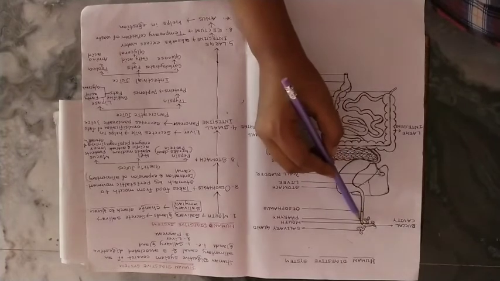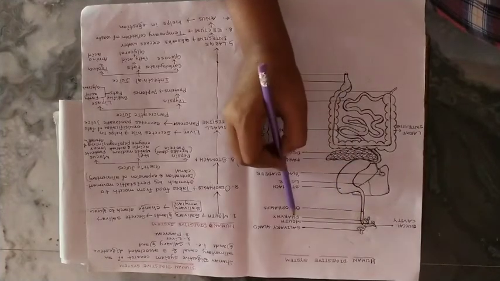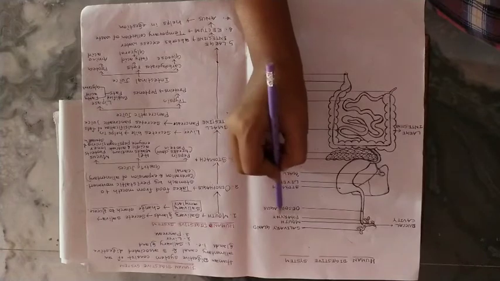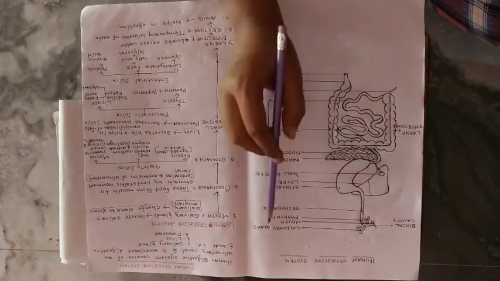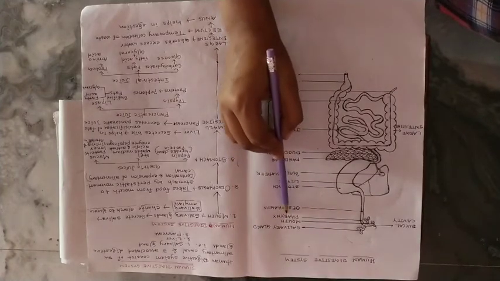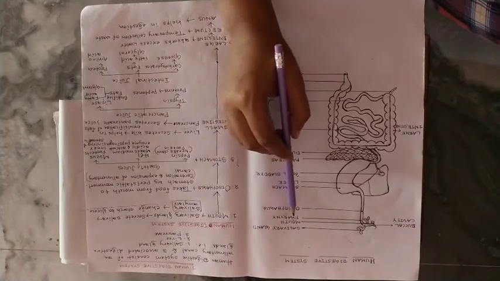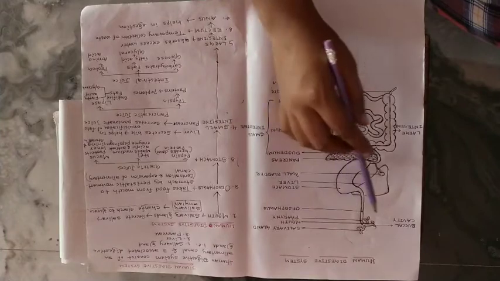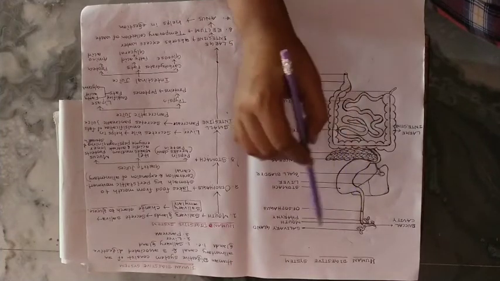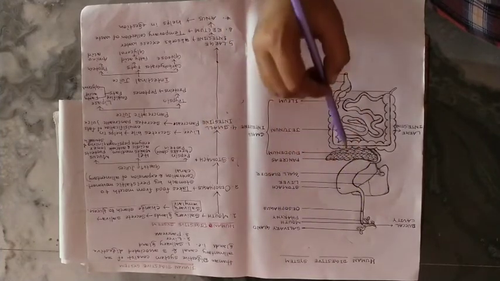Then the buccal cavity opens into the pharynx. And what is the speciality about the pharynx? Pharynx is the common path of both food and air. Food enters into the digestive system through the pharynx and air also enters into the respiratory system through the pharynx. This is the common path.